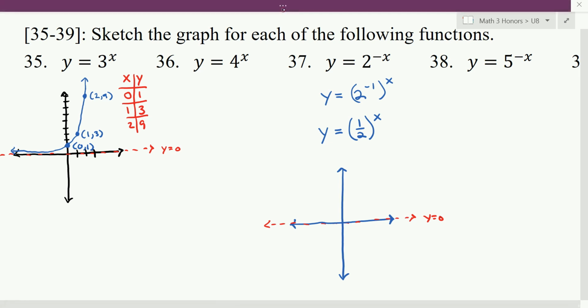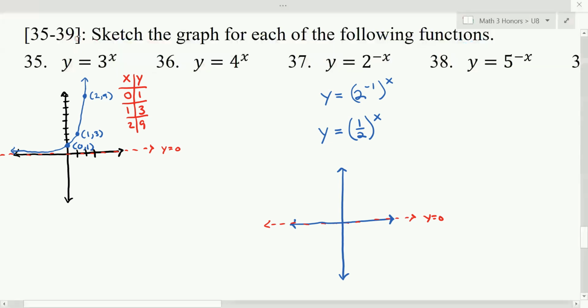So the easiest point to plug in is 0 for x. What's 1/2 to the 0 power? 1. What's 1/2 to the negative first power? 2. And what's 1/2 to the negative second power?